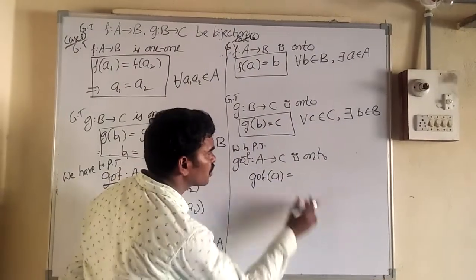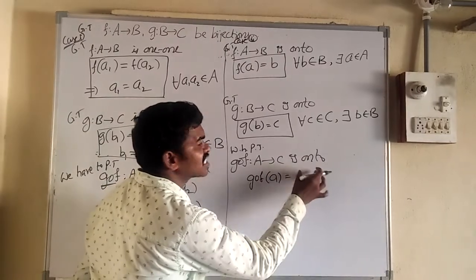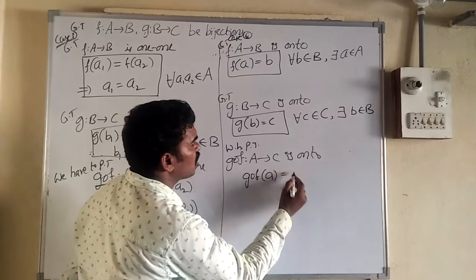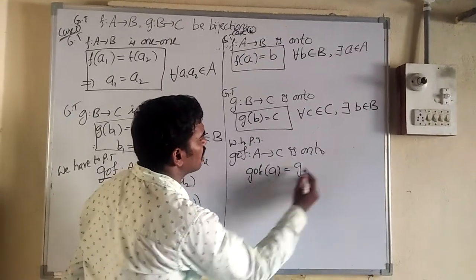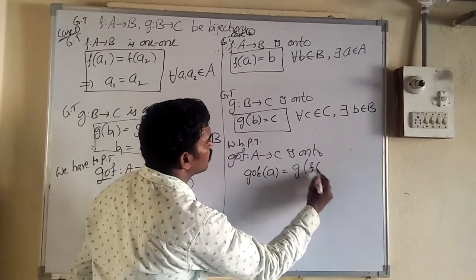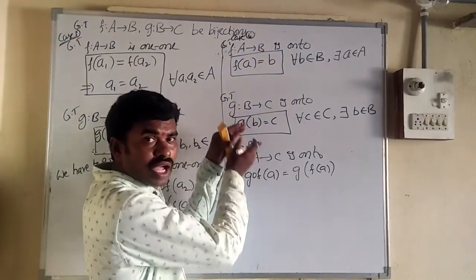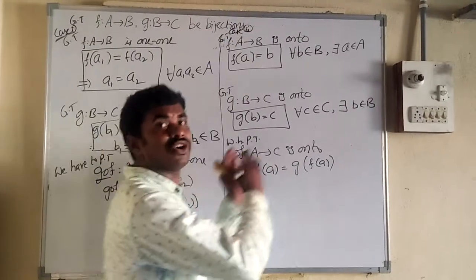So how to prove? I am simplifying the left hand side. What is the left hand side? G circle F of A. So that I am going to simplify. Instead of circle, what am I writing? Bracket. Okay, in mathematics we can simplify a step from up to down or from left to right.